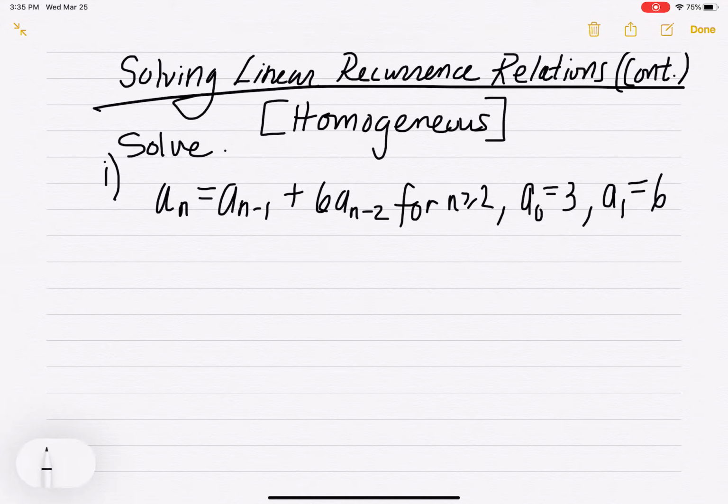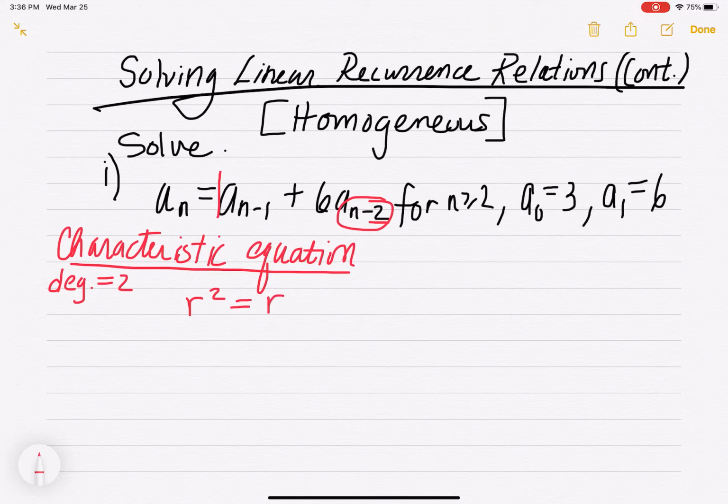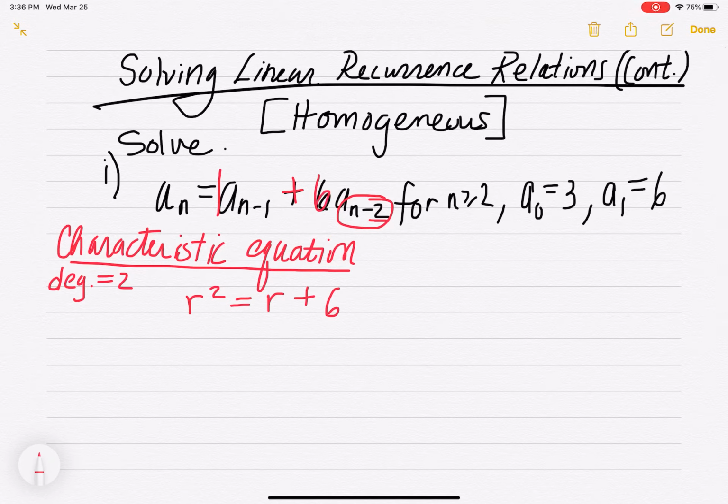I guess I'll do it in red. Characteristic equation. That's the first thing you always want to do. So this guy has degree 2. Why? Because it ends with the n minus 2 situation. The 2 there indicates degree 2. So you're going to have r squared equals, the coefficient here is going to be 1 because there's a 1 in front of the a_{n-1}. So r, 1r, plus, and then 6. That's a plus 6 because we had a plus 6 in front of the a_{n-2}.